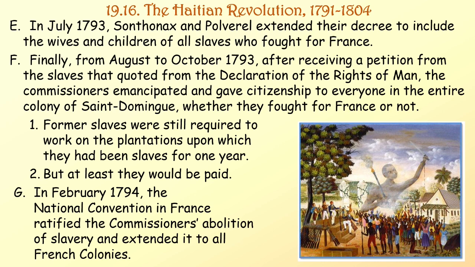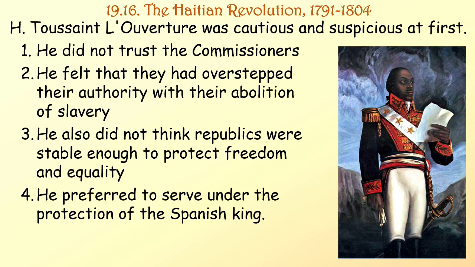In February 1794, the National Convention in France ratified the commissioners' abolition of slavery and extended it to all French colonies. Toussaint L'Ouverture was cautious and suspicious at first. He did not trust these commissioners. He felt that they had overstepped their authority with their abolition of slavery. He also did not think that republics were stable enough to protect freedom and equality. He preferred to serve under the protection of the Spanish king.